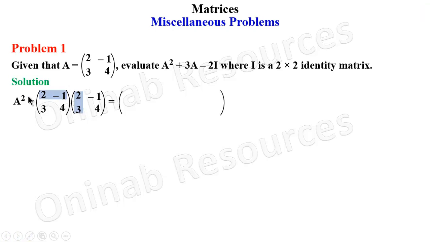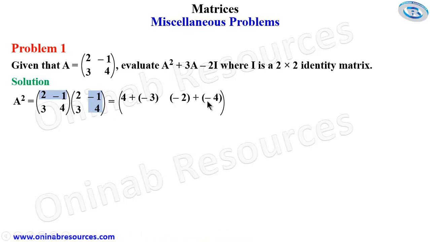So we multiply and add the corresponding entries. So 2 times 2 gives 4 and negative 1 times 3 gives negative 3, and that will be added to 4. Then for the second entry in the first row, we now multiply the first row by the second column. Multiplying the corresponding elements, 2 times negative 1 gives negative 2, negative 1 times 4 gives negative 4, and it is added to negative 2. So we are done with that.